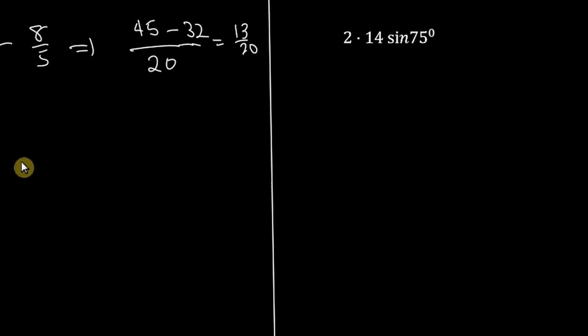For the second part of the question, 2.4 sine 75 degrees. We stick that into our calculator and we get 2.067, so that's 2.07 to 2 decimal places. Let's shift down to number 1b.